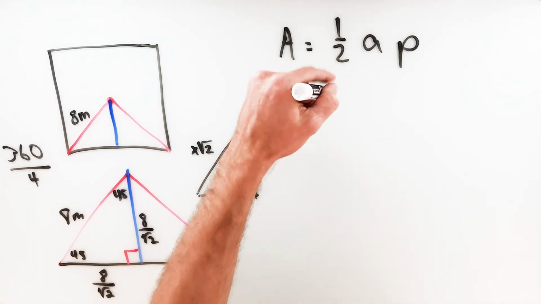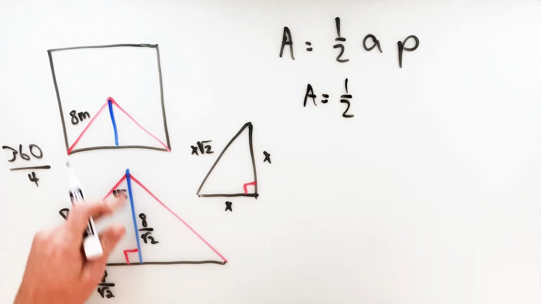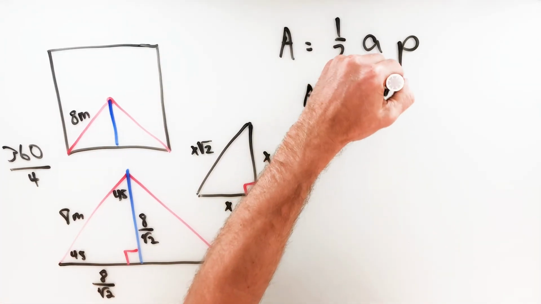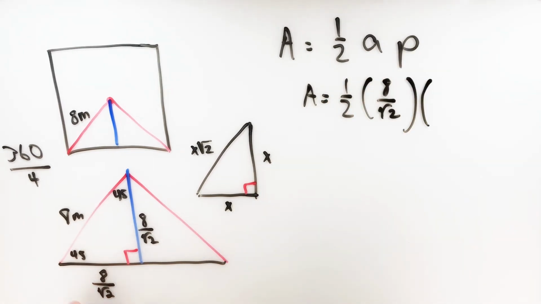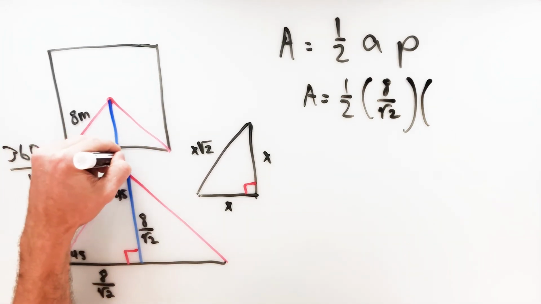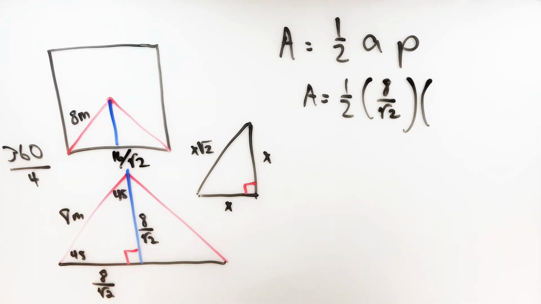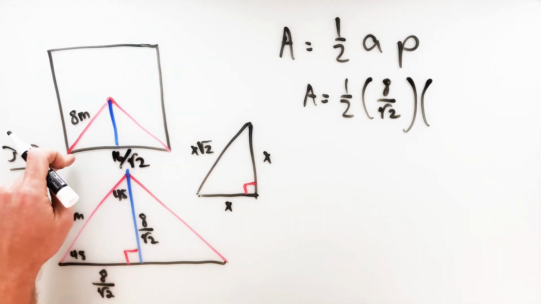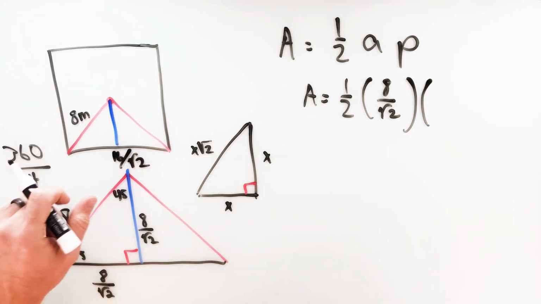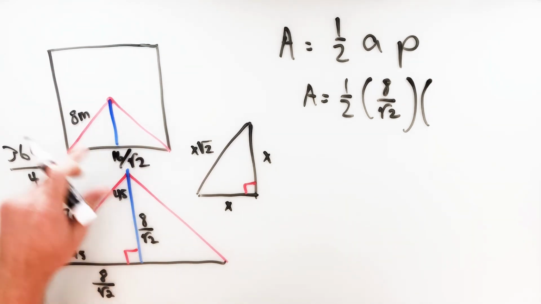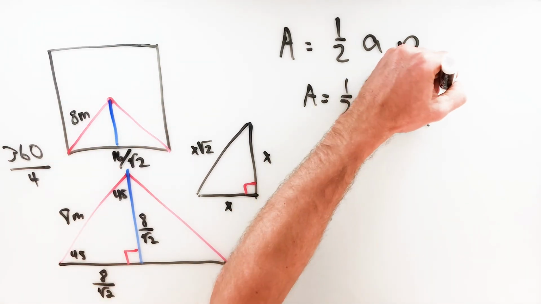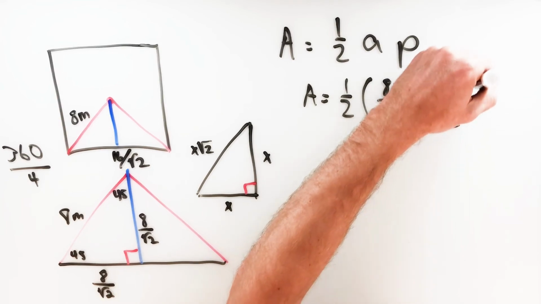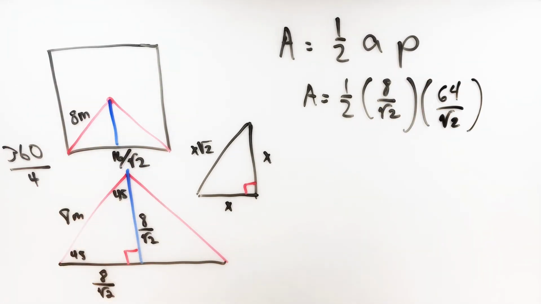Okay, so 1/2 apothem times perimeter. Apothem, we got 8 over root 2. And then perimeter, if I've got 8 over root 2 for this piece is also 8 over root 2. So the whole thing is going to be 16 over root 2. And since one side's 16 over root 2, all 4 sides are 16 over root 2. So if I take 16 over root 2 times 4 to get the perimeter, that's going to be 16 times 4, it's 64. So I've got 64 over root 2 would be the perimeter all the way around.